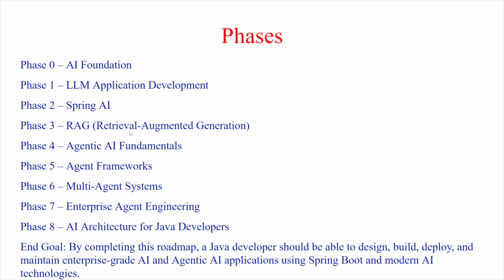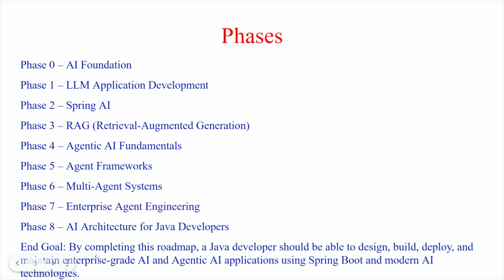The third phase is RAG. Fourth is agentic AI fundamentals. Fifth will be using those agentic AI fundamentals to create an agent. The sixth will help you create a multi-agent system, because this is very important for creating an enterprise-level application. Not just one agent will be able to do all your tasks end to end. The last one will be agentic AI engineering and AI architecture for Java developers.